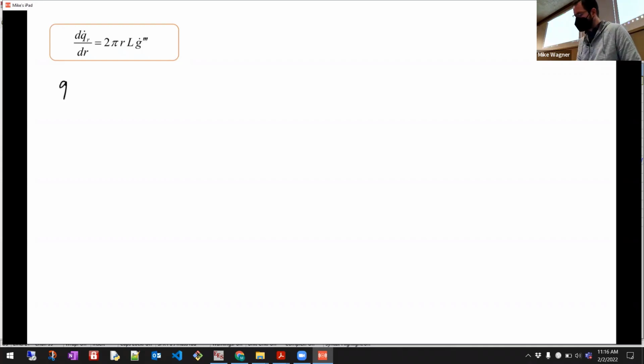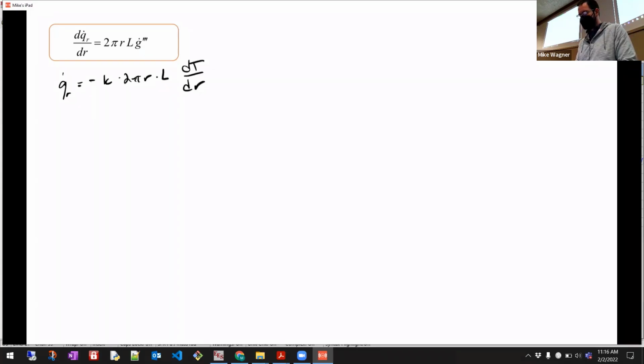So what's our rate equation? It's going to be Fourier's law. Okay, so Fourier's law for this in radial coordinates is going to be minus k times the cross-sectional area, right? Cross-sectional area available for heat flow. So that's 2 pi r times L times dT/dr. That's our Fourier's law rate equation for cylindrical coordinates.